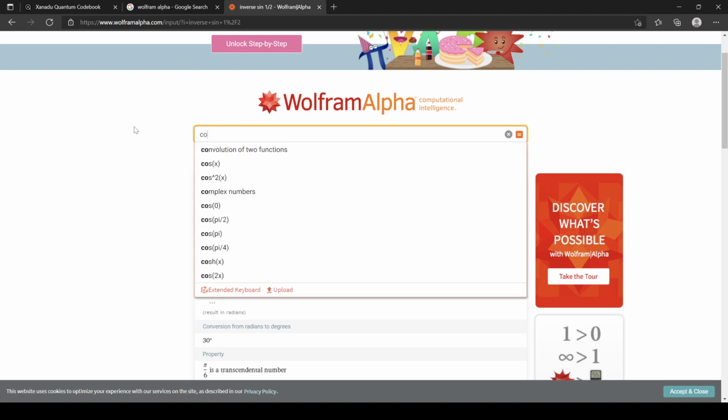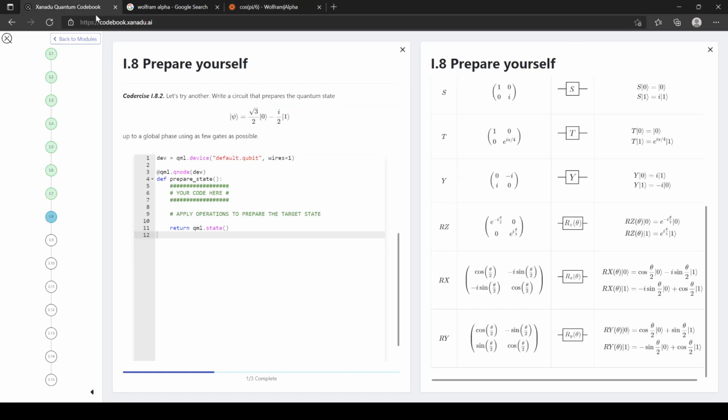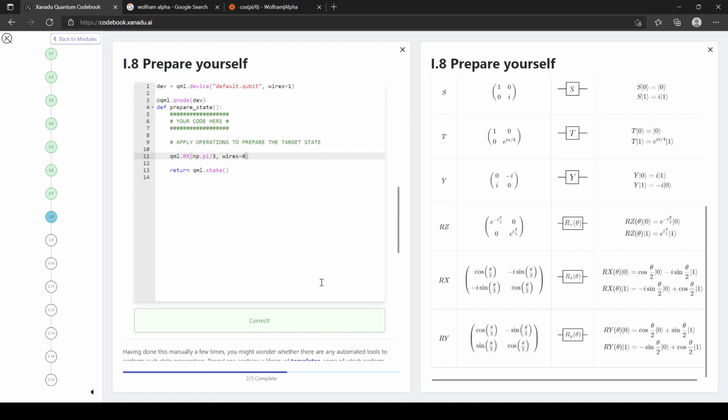So now let's check cosine of pi over 6: square root of 3 over 2. So we can see that these all line up. So we want to do qml.RX, not pi over 6, but because remember this is cosine of theta over 2, so pi over 3, and this should be our state. And now we got a notification from Edge.